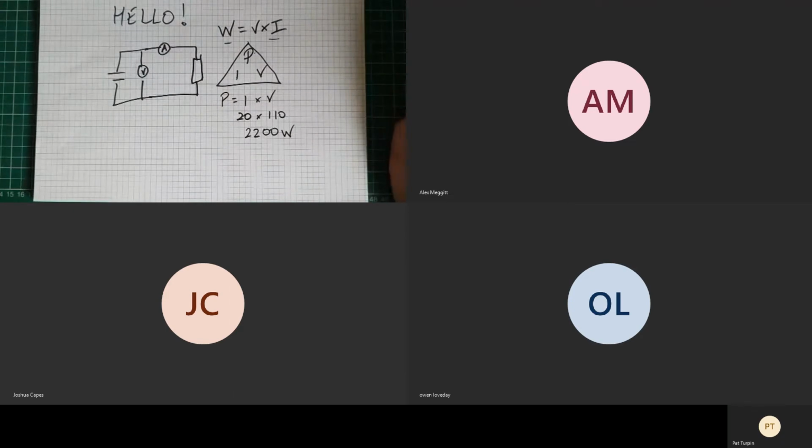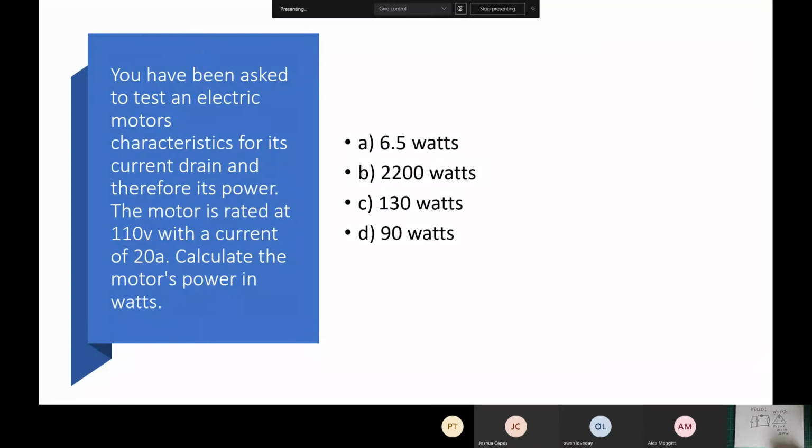Is that an option? Let's have a look. Ah, yes. There we go, look. B. Happy with that? Yeah. All you do is multiply current by the voltage to get the watts.